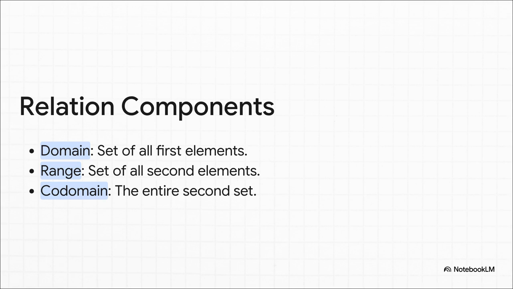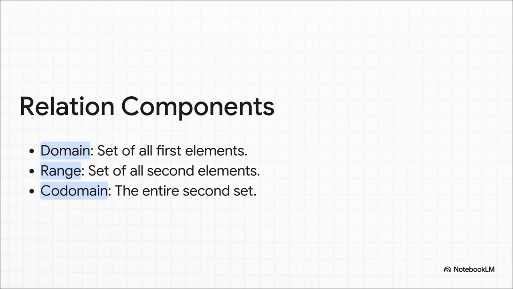during your next exam. When you have a relation, which is basically just a subset of our Cartesian product, you've got 3 main players. First is the domain. This is simply the set of all the first elements in your ordered pairs. It's your input. Second, the range. This is the set of all the second elements, your actual outputs. And third, the codomain. This is the entire second set available to you. Just remember this. The range is always a subset of the codomain.